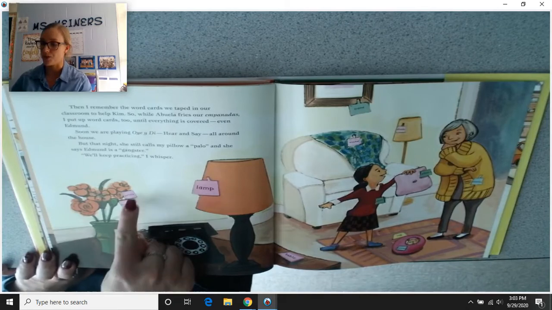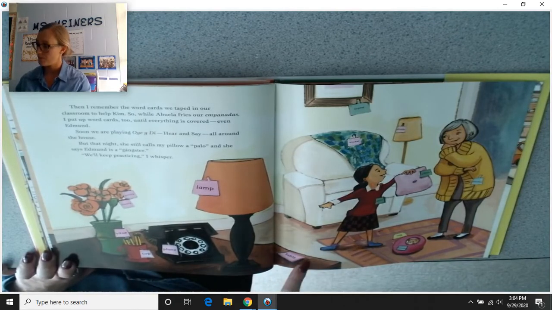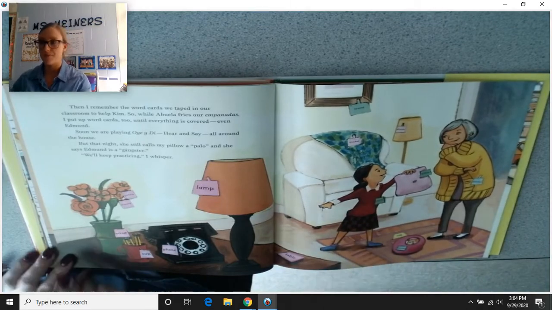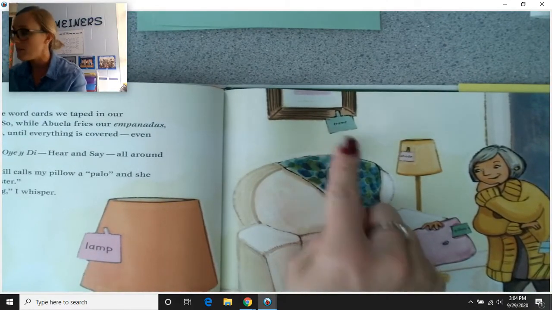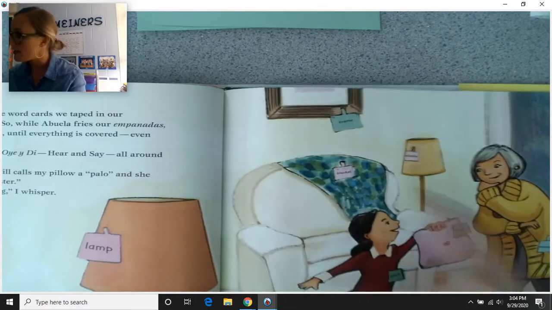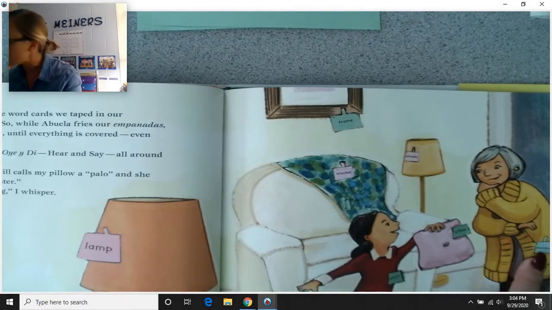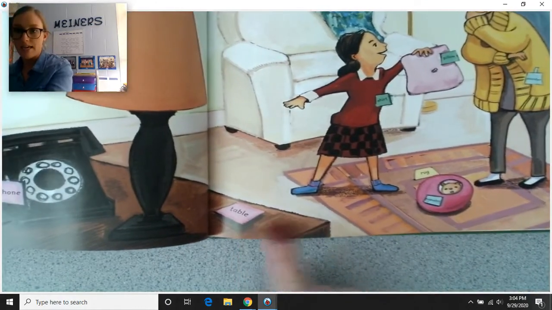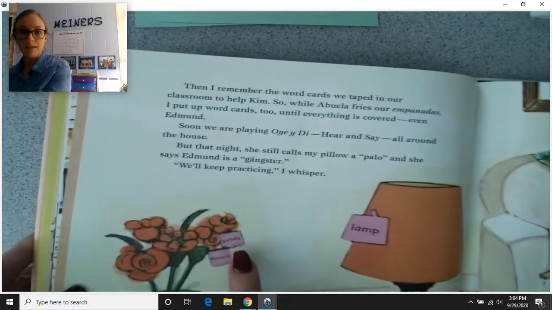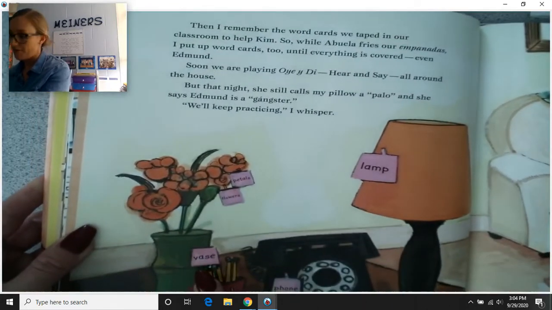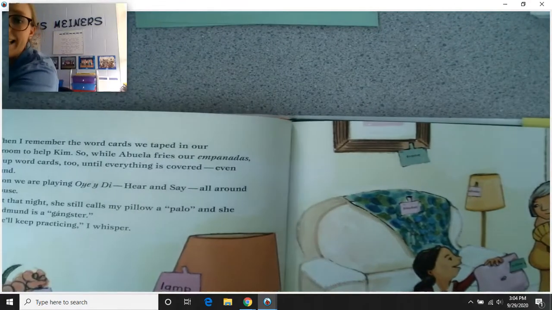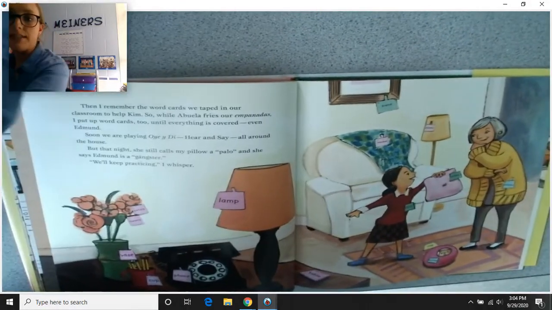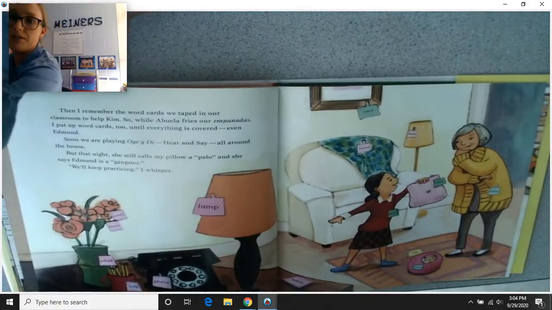So we see all of the word cards. You could also call these labels. Okay, let me see if I can bring it down. So we could also call these labels. We've got frame, shade, blanket, pillow, sweater, shirt. Down here we've got rug, table, lamp, petals, flowers, vase, cup, and phone. Okay, so she is labeling things with English words to help her abuela learn the English words.